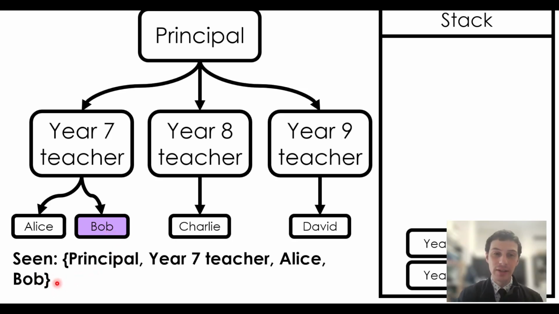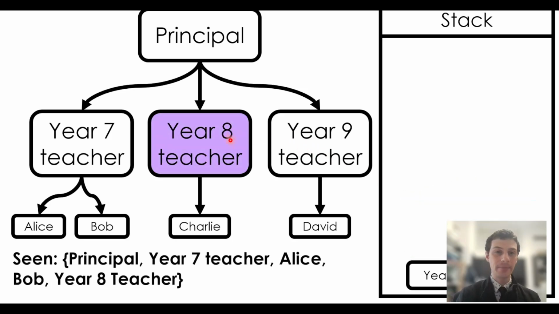So we'll add Bob to the list of things we've seen, and then go to the next thing. We'll pop the next thing off the stack, which is Year 8 teacher. Pop that. And you may notice, again, just as a reminder, I did these deeper children of the first child there before I went across and broad. That's why it's depth first search instead of breadth first search.